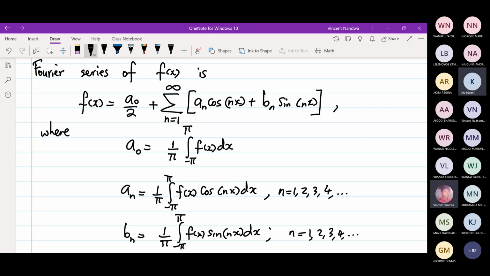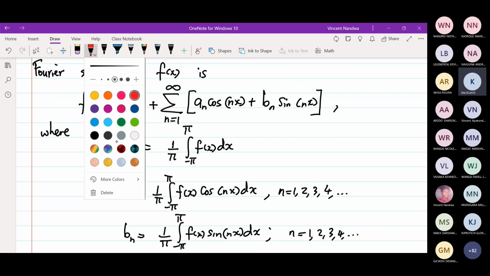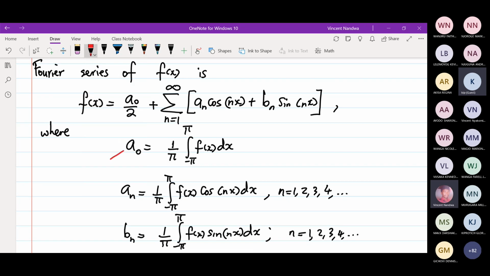And then these constants a naught, a n, b n are called Fourier coefficients or Fourier constants.